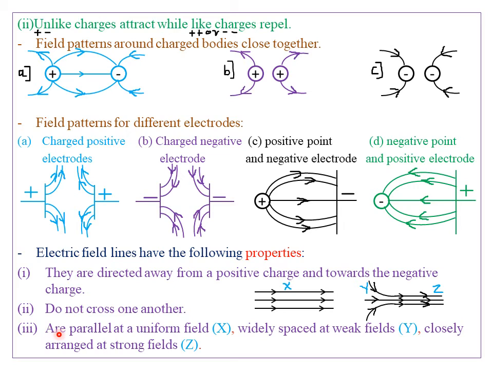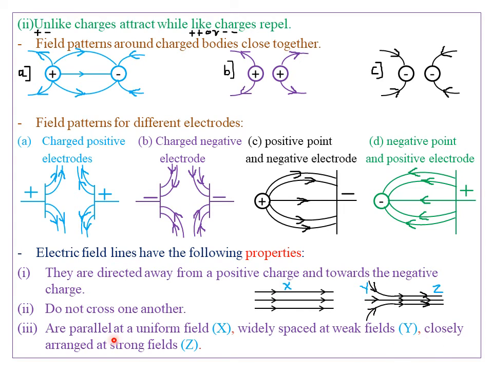Then the last property of the electric field lines is that they are parallel at uniform fields. So a uniform field is such as the one here, that is at point X. This is what we mean by a uniform field, represented by just parallel lines. Then they are widely spaced at weak field lines. For example, at point Y, you can see the field lines are further away from each other. So when they are widely spaced, it means the electric field is very, very weak.